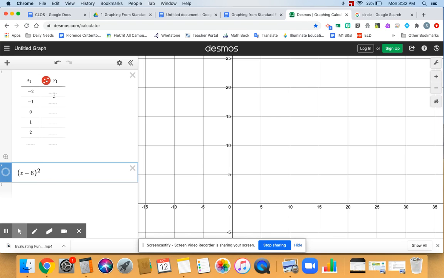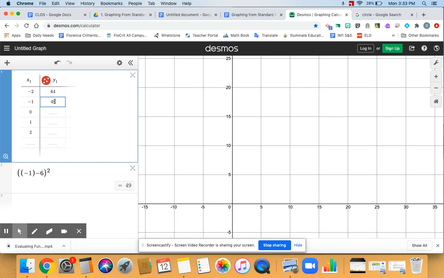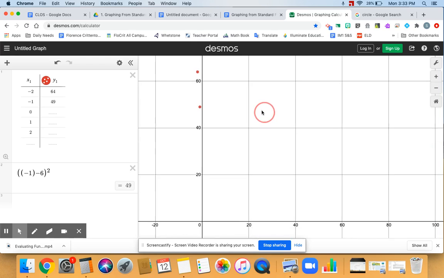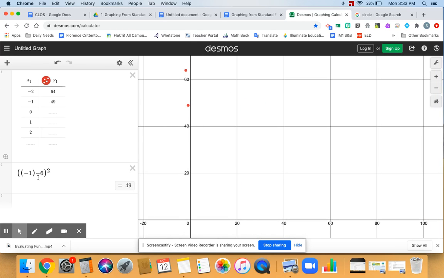And I'm like, all right, well, let's plug in -2. So instead of x, I'm going to put parentheses around it and plug in -2. Well, I get out 64. Put in -1, I get out 49. So I got to scroll out a lot to see the 2 points so far. They're up here. I put in 0 and I get out 36. I put in 1 and I get out 25. I put in 2 and I get out 16.